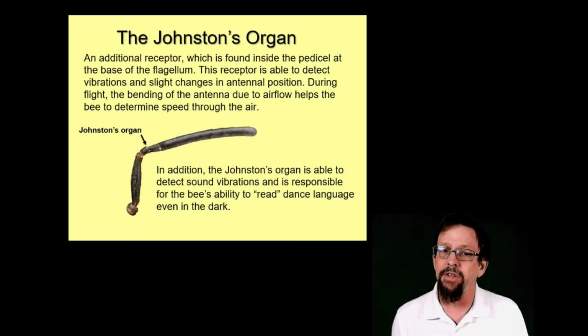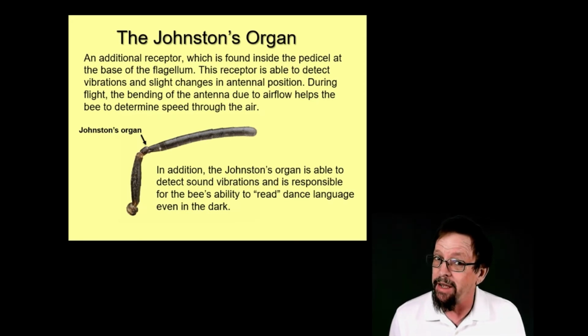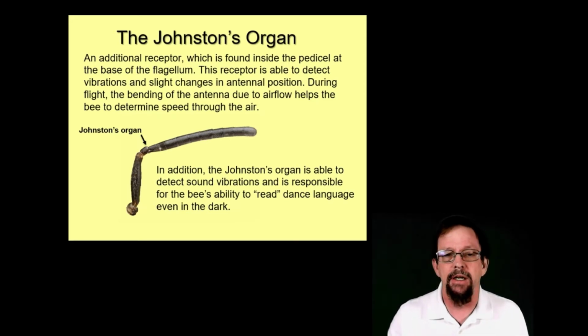Now let's go on to the Johnston's organ. It's an additional receptor that's found inside the pedicel at the base of the flagellum. This receptor is able to detect vibrations and slight changes in antenna position. During flight, the actual bending of the antenna as the air flows over the bee can detect the airspeed.